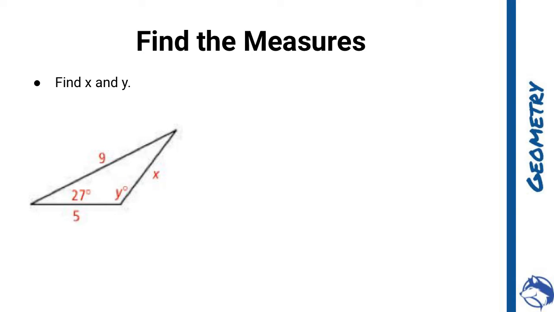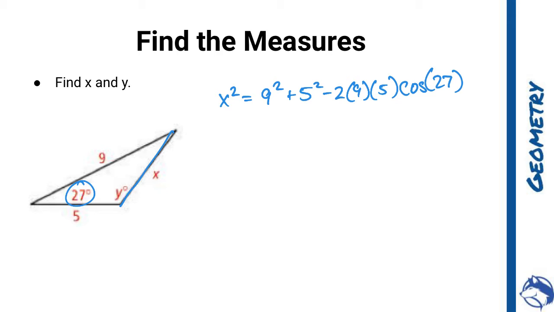Okay, so for this one I need to find the measures of x and y. For this, my x is opposite the angle I know, so I can say that x squared is equal to 9 squared plus 5 squared minus 2 times 9 times 5 times the cosine of 27. All I'm doing here is following c squared is equal to a squared plus b squared minus 2ab cosine of the angle c. And so that's going to end up giving me what x is.